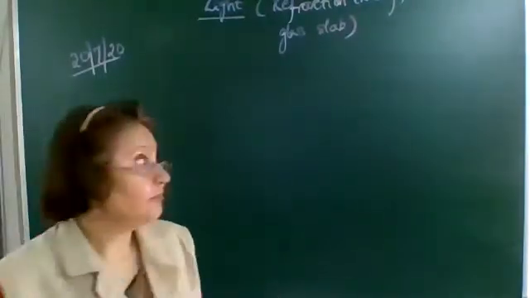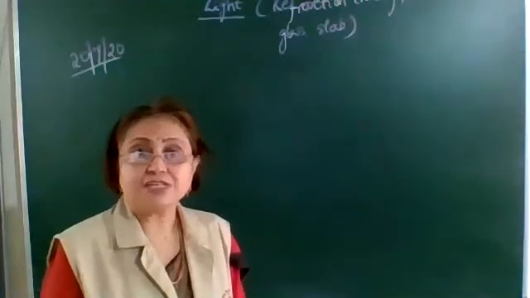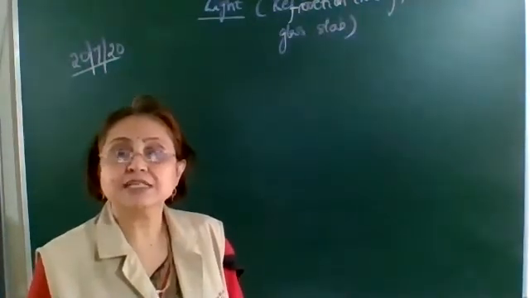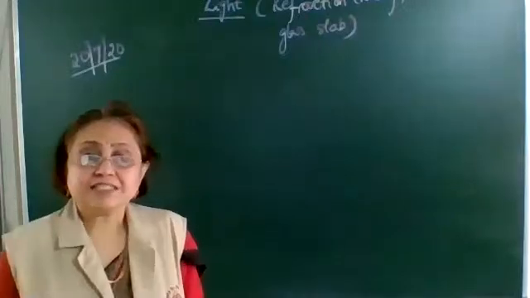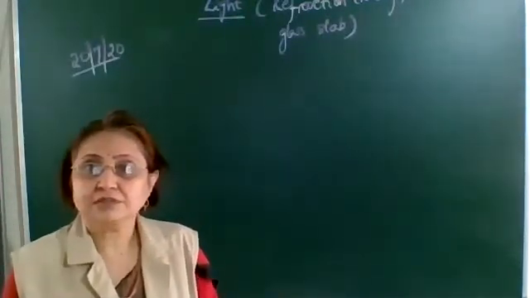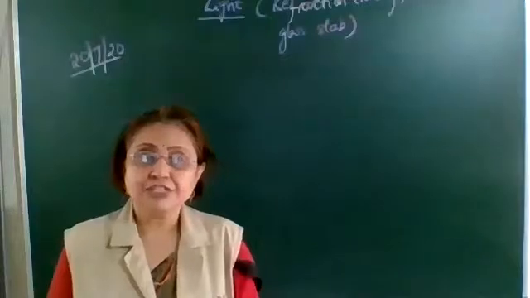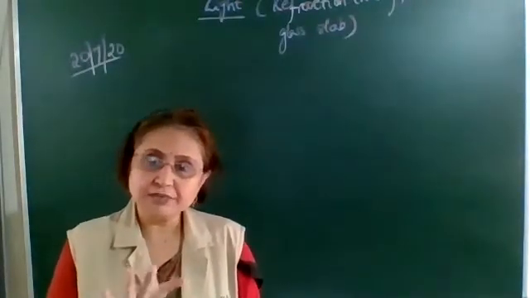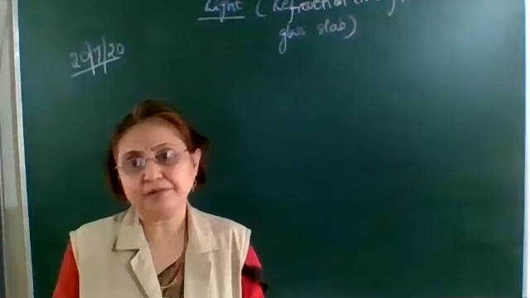Okay, so today we'll study refraction, how refraction takes place in a glass slab. A glass slab is a cuboid made up of glass. A cuboid which is made up of glass, we call it a glass slab. It is made up of glass, so it is a transparent medium.